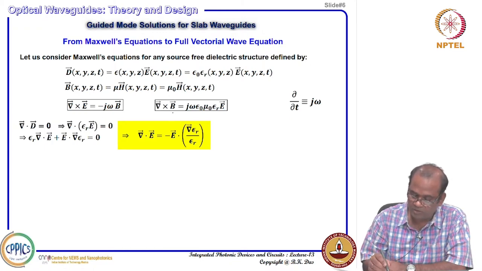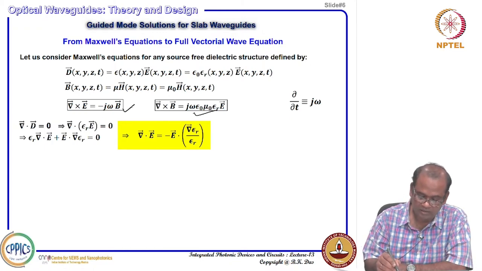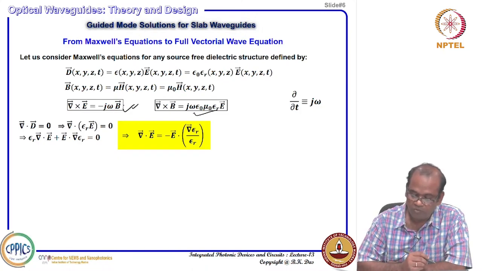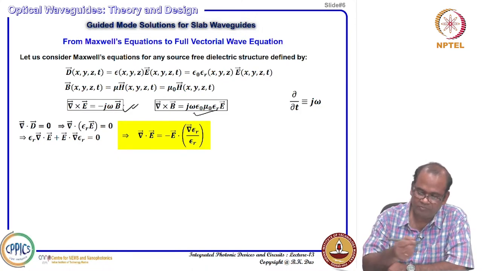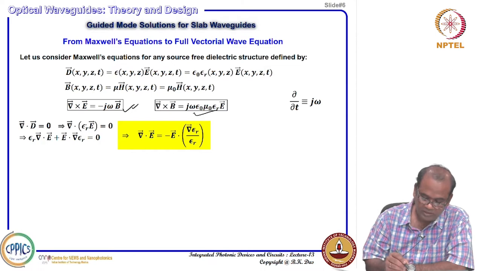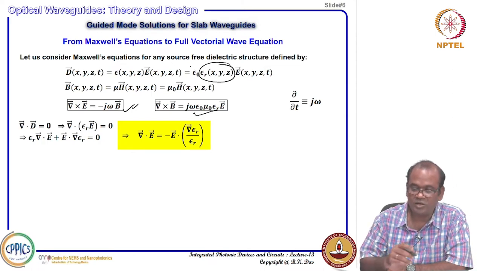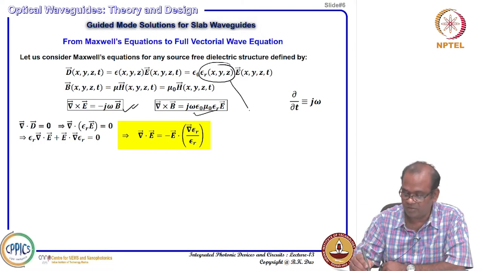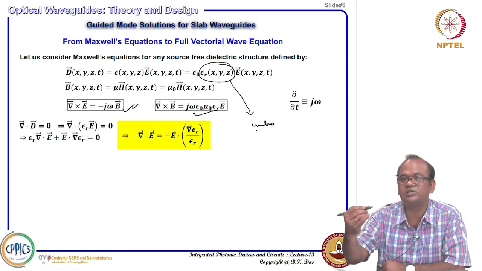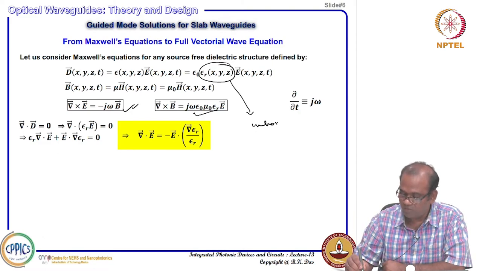So, I have curl B and curl E. Now, we assume that for waveguide consideration, this epsilon r is x, y, z dependent. This is not a homogeneous medium. I can consider it inhomogeneous, because for a waveguide you know three layer structures are there. So I can consider a homogeneous structure at least in the x direction in a 1D waveguide, otherwise an inhomogeneous structure.